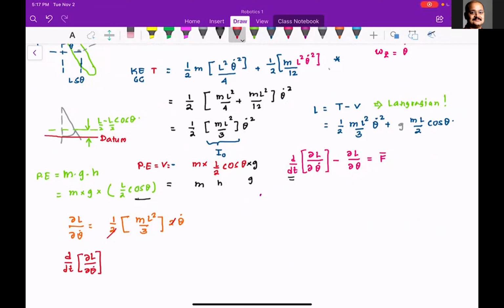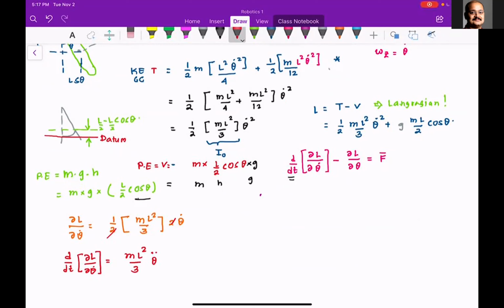This is the derivative with respect to time. Mass is independent of time. Length is independent of time. The only thing that varies with time is theta dot, right? The derivative of velocity is what? Acceleration. So we get m L squared by 3 theta double dot. Everyone okay with this?